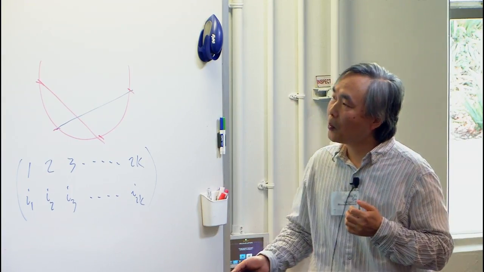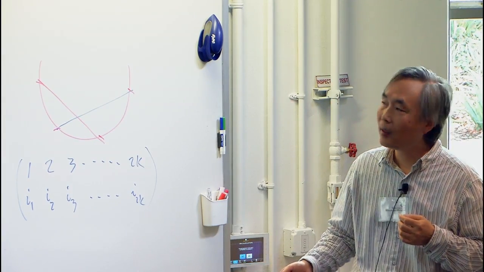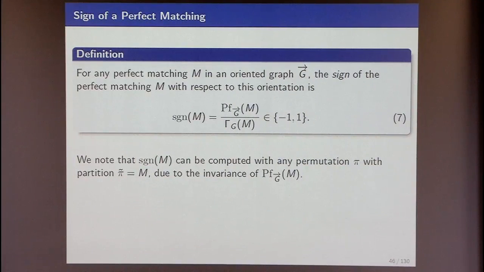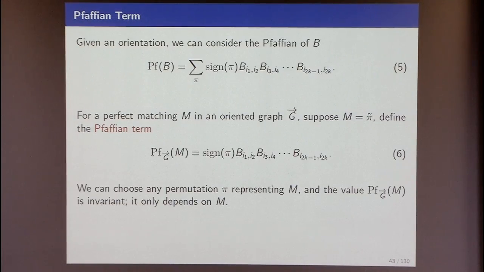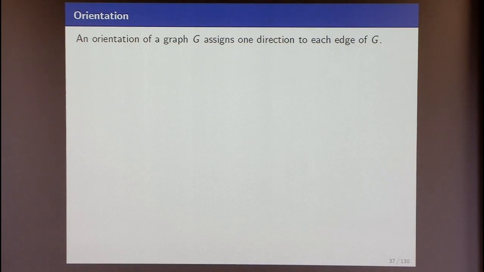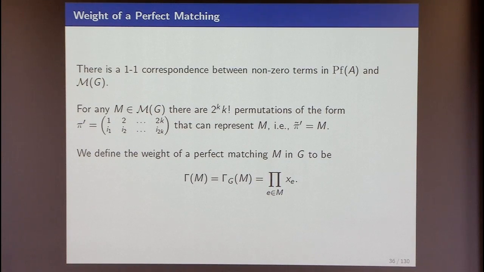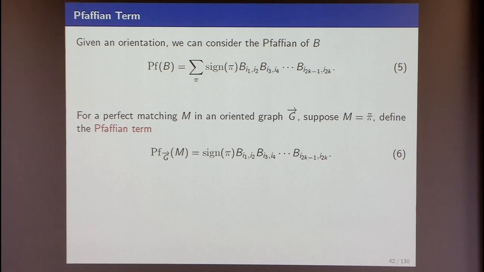Okay, so we could... What's the denominator? This one? This is just the product. This is the weight of the perfect matching. So we had this, just the product, without worrying about the orientation.